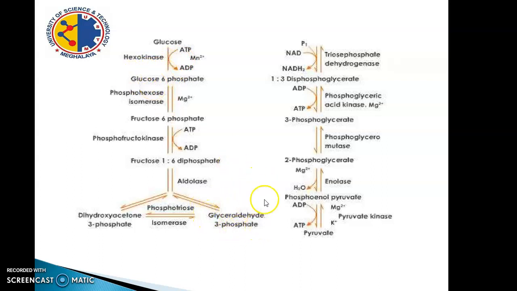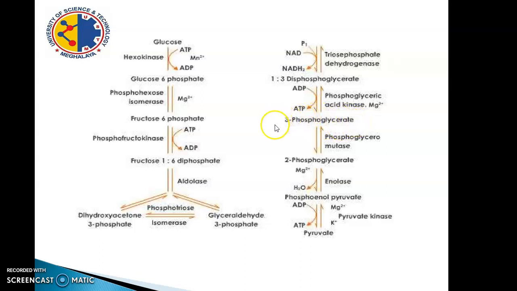Now further, we call it the payoff phase. Why? Because the energy which was used will be given back in these 5 steps. Glyceraldehyde 3 phosphate is now converted into 1,3 bisphosphoglycerate. Here again there is a transfer of a phosphate group. Now from 1,3 bisphosphoglycerate, energy is given back, so ADP is converted into ATP, and 1,3 bisphosphoglycerate is converted into 3 phosphoglycerate.